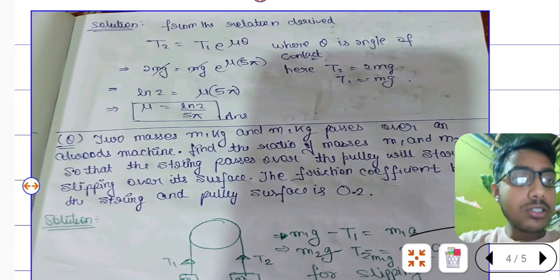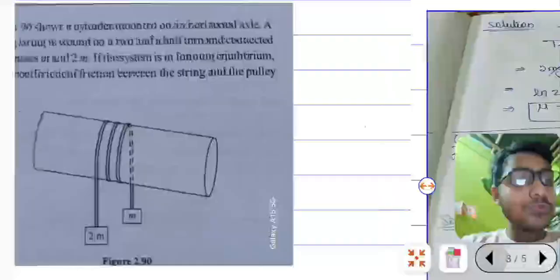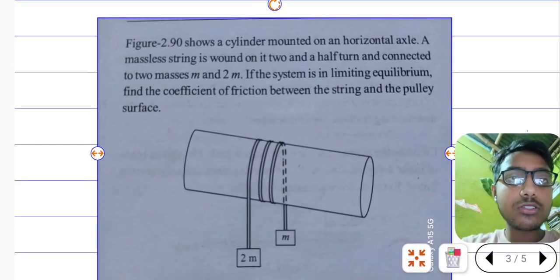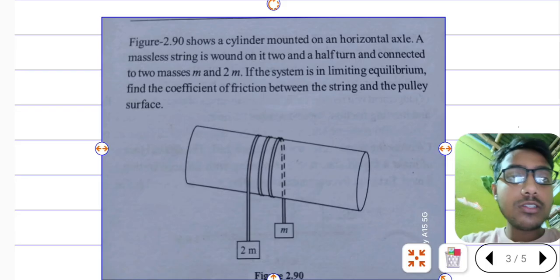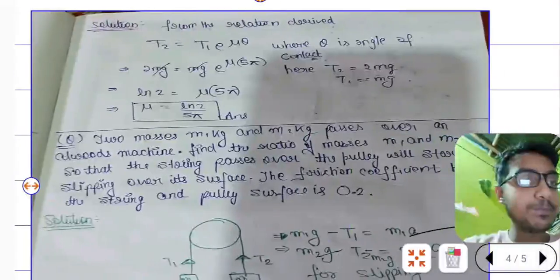This was one of the most beautiful questions based on it. Without this concept you can't solve this question. So this is a very important concept, and when friction is there, we can remember the relation that T2 is equal to T1 into e to the power mu theta.